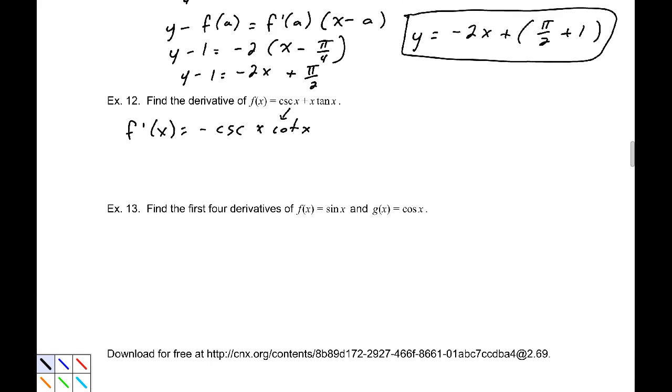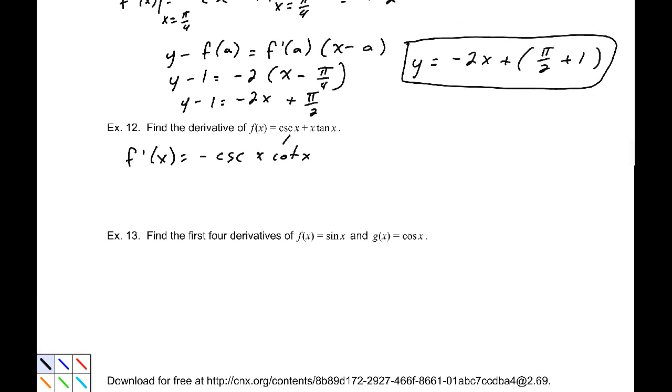Now for x tan x, that is a product rule. Okay, so we'll take the derivative of x, which is 1, times tangent x, plus x times the derivative of tangent, which was secant squared x.